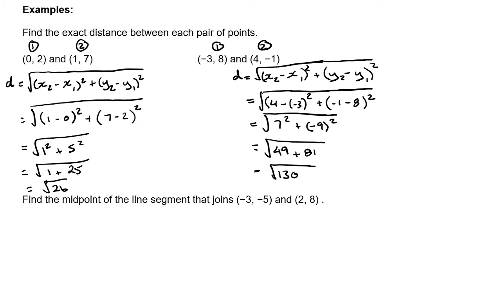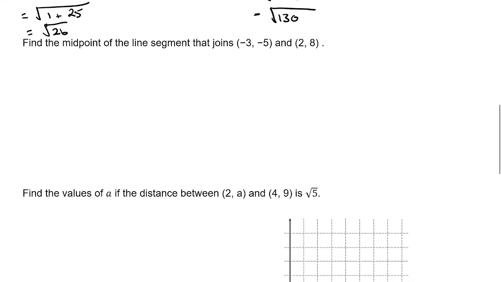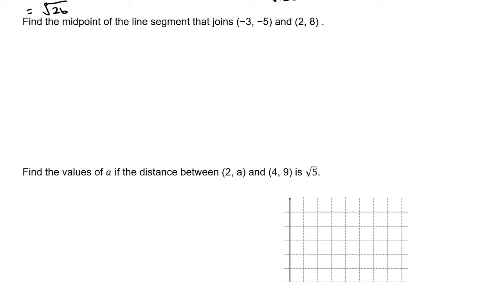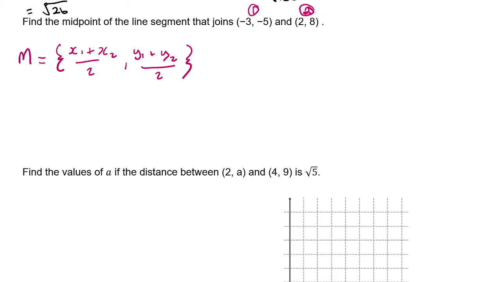Let's look at a midpoint question now. I'm going to find the midpoint of the line segment that joins these 2 points. So again, I want point 1 and I want a point 2. It's my uppercase M. The average of the x's and the average of the y's. Okay, and we can do it all at once. We don't have to do it individually.